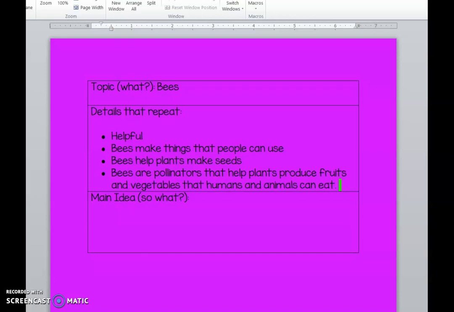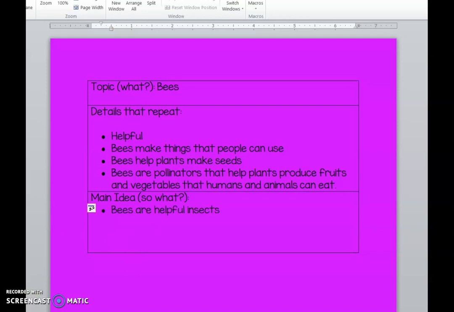So now I'm thinking about the information that we've gathered and what we've noticed that repeated on this section of the text. Our topic is bees, but what does the author want us to know about bees? We noticed that helpful repeated, or bees make things, or they help plants make things. Bees help plants produce food that humans can eat. So, what can we say is the main idea of this section of the text?